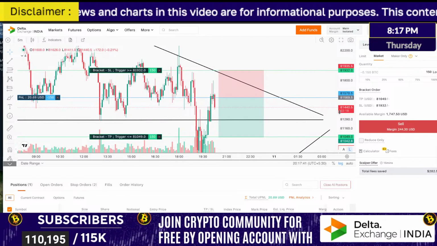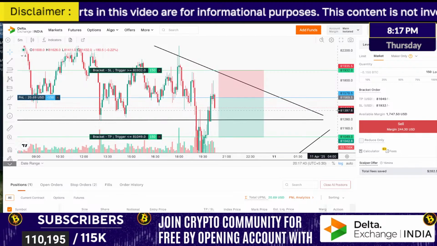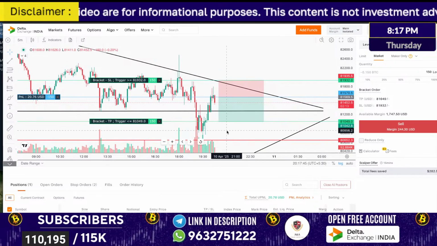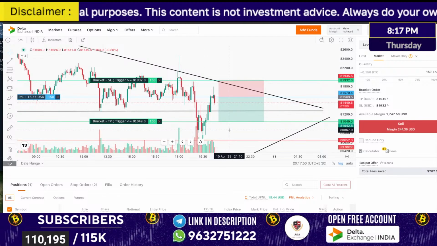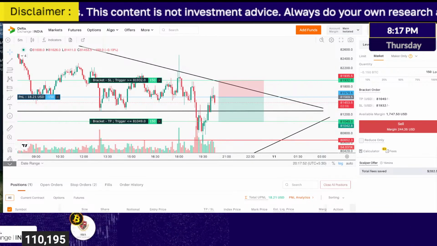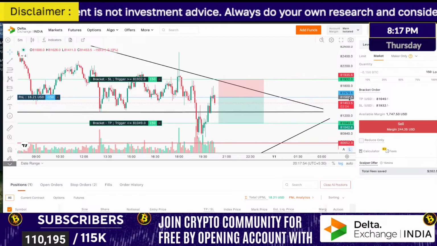Lakshmi Reddy sir, someone asked me if the market will go to this level, right? 80,000, where is it? 81,600 something. Someone asked me. We will try this time. Even I am bearish.